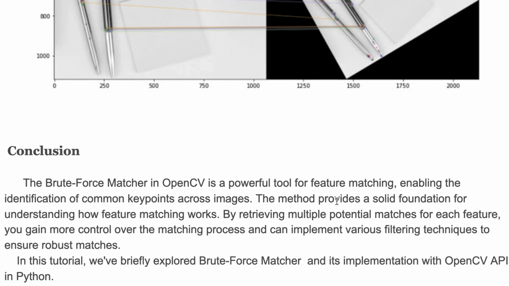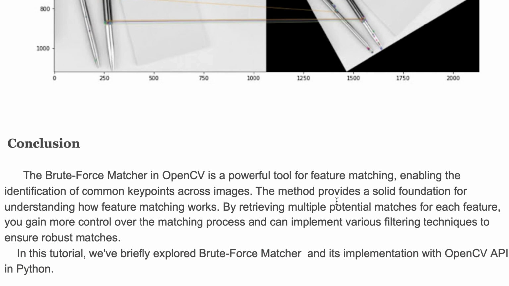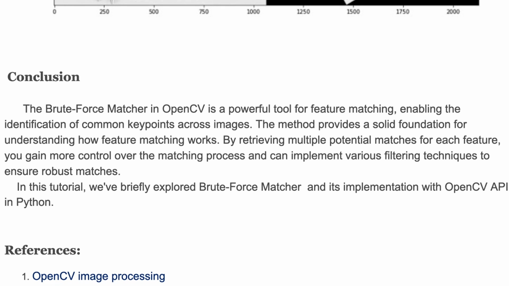The brute force matcher in OpenCV is a powerful tool for feature matching, enabling the identification of common key points across images. The method provides a solid foundation for understanding how feature matching works. By retrieving multiple potential matches for each feature, you gain more control over the matching process and can implement various filtering techniques to ensure robust matches. In this tutorial, we briefly explored the brute force matcher and its implementation with the OpenCV API in Python.